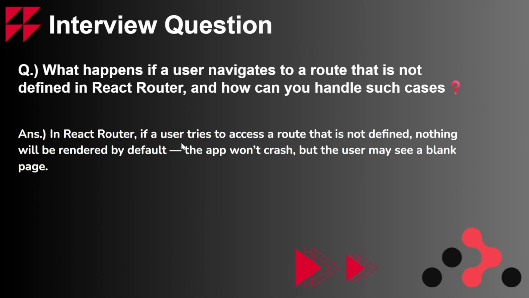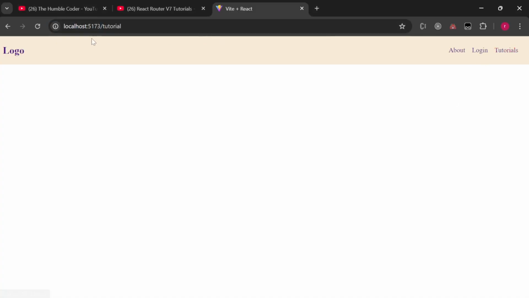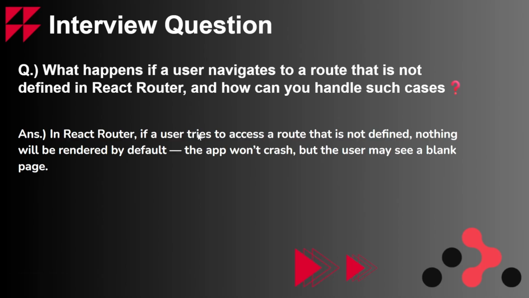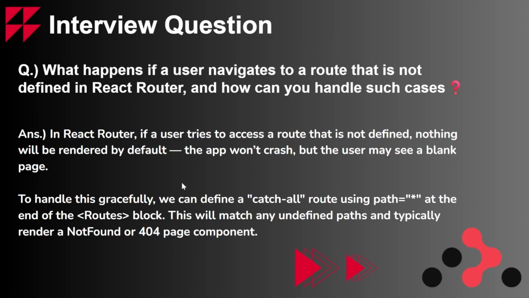In React Router, if a user tries to access a route that is not defined, nothing will be rendered by default. The app won't crash, but the user may see a blank page, and that is what is happening in our case, right? When I click on this tutorial, the URL is getting updated with /tutorial, but I'm not seeing anything on the screen because I have not defined my route. So how can you handle this case properly? To handle this gracefully, we can define a catch-all route using path equals to star at the end of a Routes block. This will match any undefined paths and typically render a not found or 404 page component.